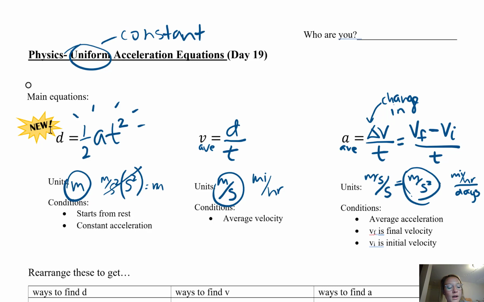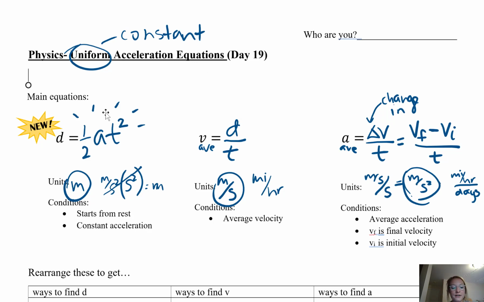So the conditions for this equation are really important. This equation only works if the object starts from rest and if it has a constant acceleration. If it starts moving, this isn't going to give you an accurate equation for your displacement. And if its acceleration is changing, this equation isn't going to work. But in general, if it starts from rest and has a constant acceleration, which most of the problems in this class will meet, then you can go ahead and use this equation.